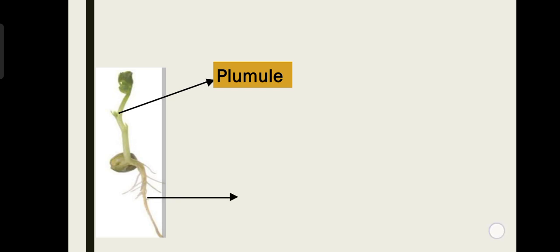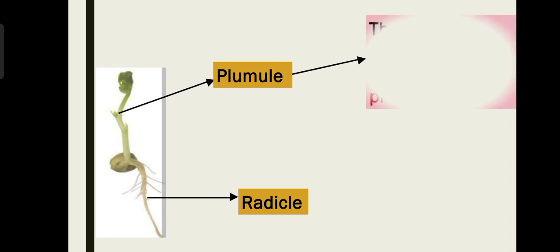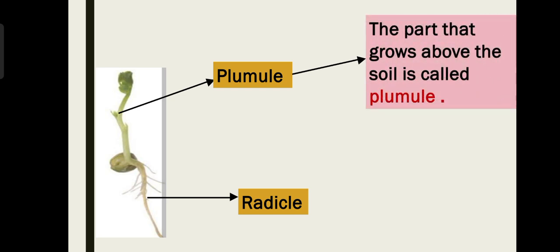Formation of plant, formation of root: radicle and plumule. Plumule is the part that grows above the soil as the seed germinates. It forms the future shoot system. It grows above the soil.